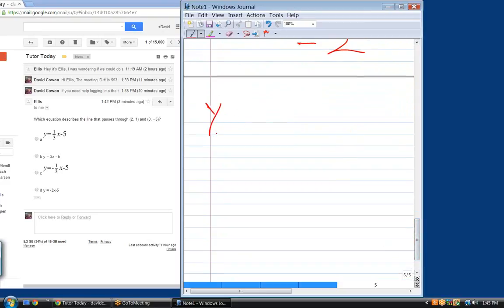It was the one you just did. Right. What is it? Y minus something, and then it has the parentheses with the slope in front.